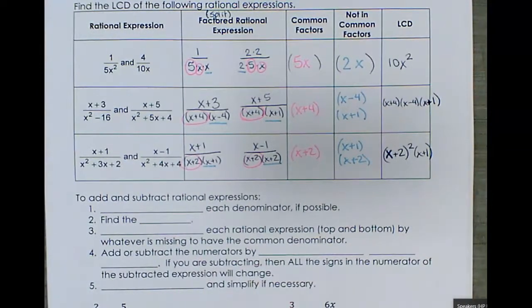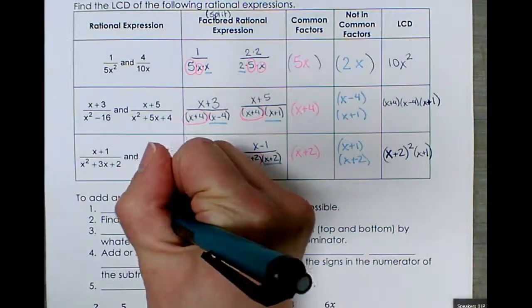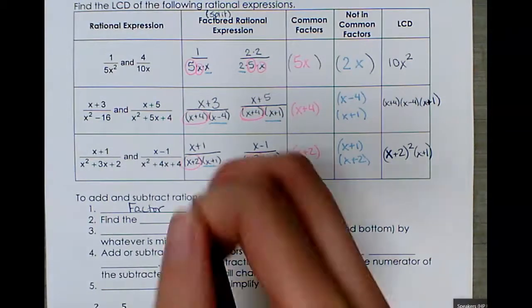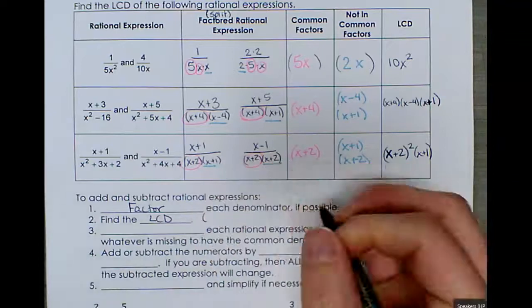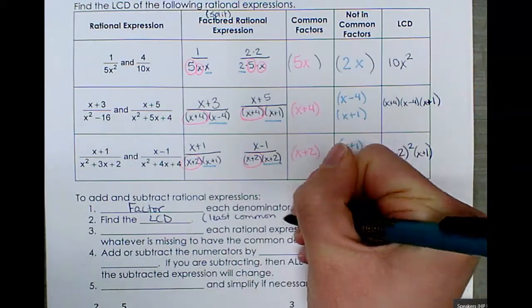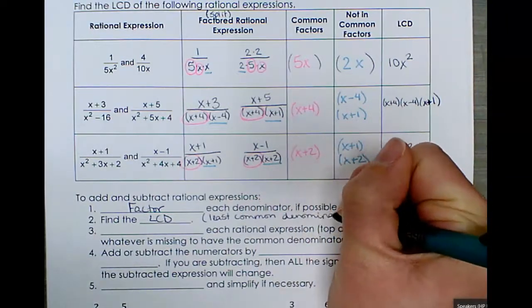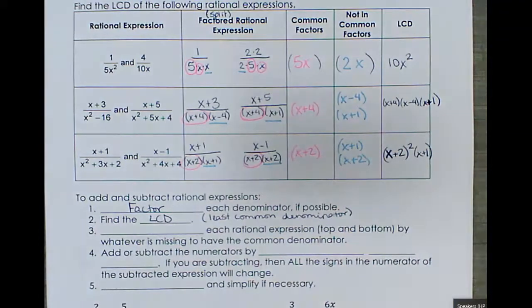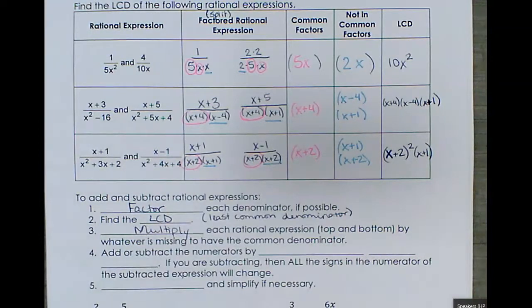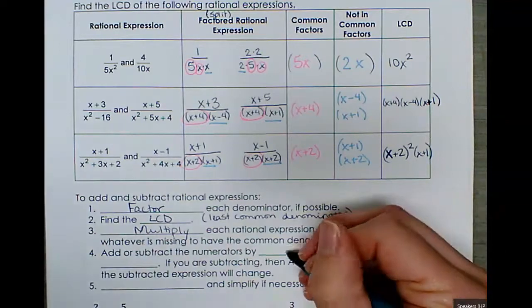To add and subtract rational expressions, factor each denominator if possible, just like we did in the previous examples. You want to find the least common denominator. Once you find your least common denominator, you want to multiply each rational expression, top and bottom, by whatever's missing so that you can have that common denominator on the bottom. And then add or subtract the tops, the numerators, by combining like terms.